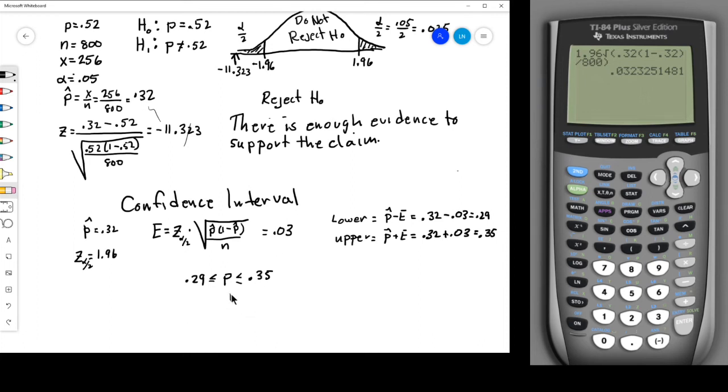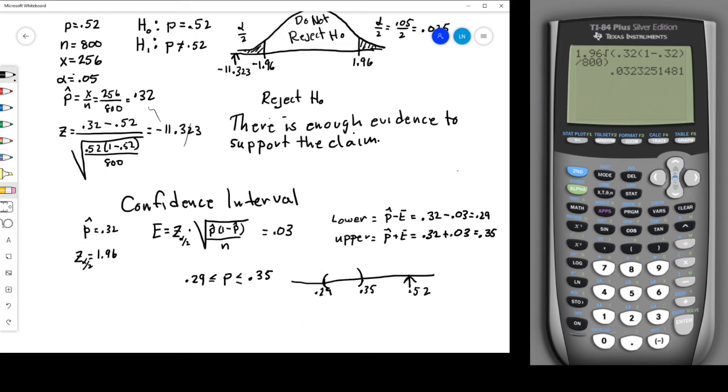Now, what I want to do is take a look at my population proportion and determine whether I've captured it or not. If my interval is going from 0.29 to 0.35, if we think of this on a number line, 0.29 on the low end, 0.35 on the high end, where is my population proportion? Well, that's fallen way out here. 0.52. So my confidence interval did not capture my population proportion.